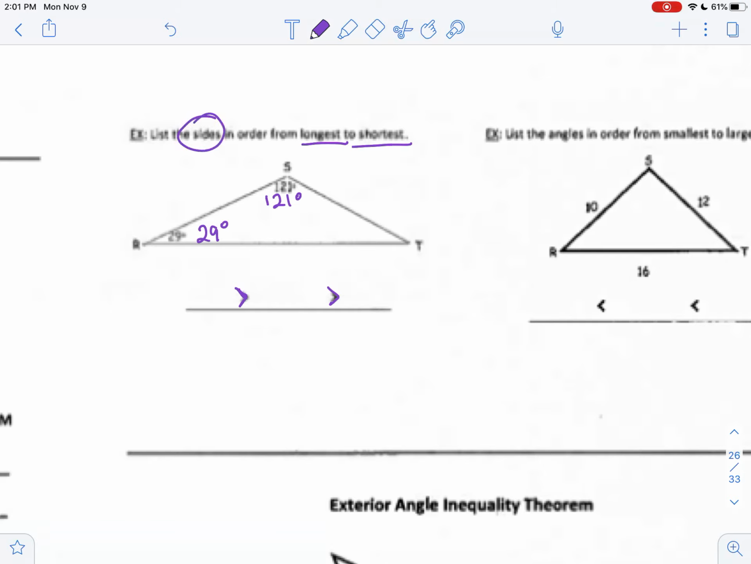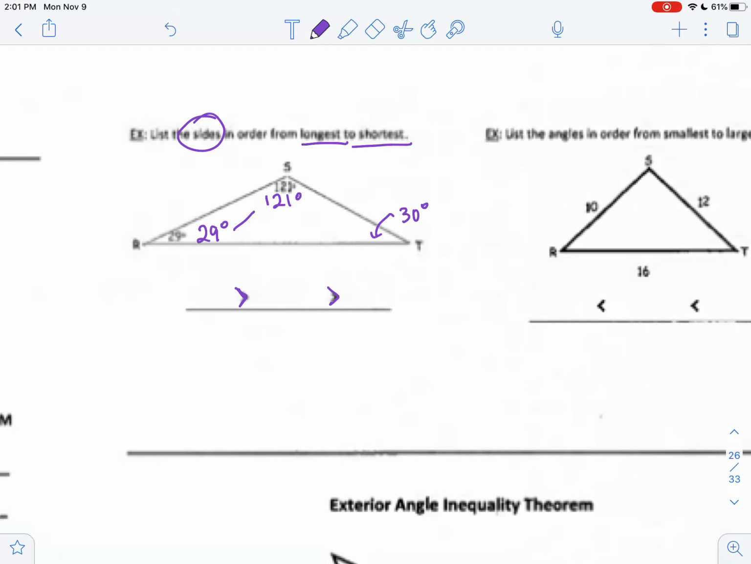And specifically, they're talking about sides. So if I don't have the third angle, what I'm going to do is add these two angles and subtract it from 180. So in doing that, I get 150 degrees. So this missing angle right here must be equal to 30 degrees.